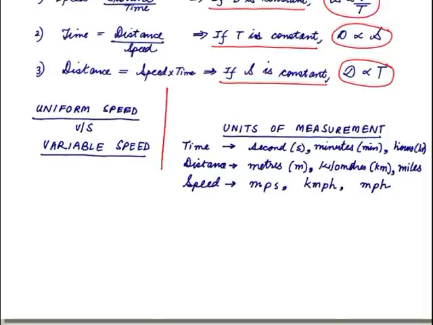Time can be measured in seconds, minutes, or hours. Seconds is denoted by S, minutes by MIN, and hours by HR or H. Distance can be measured in meters, M, kilometers, km, or miles. And naturally, speed will be meters per second, MPS, or kilometers per hour, kmph, or miles per hour, mph. So these are the units of measurement. One has to be extremely careful while solving questions regarding the units of measurement. Now let us focus on the conversion of these units, another very important aspect while trying to solve the question.